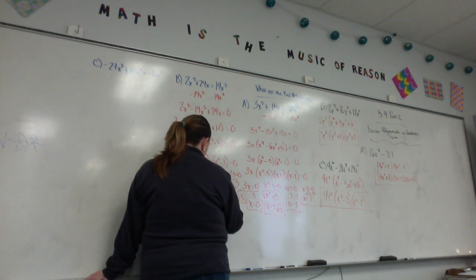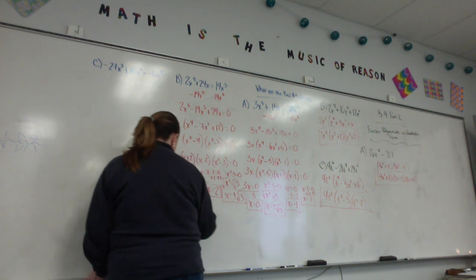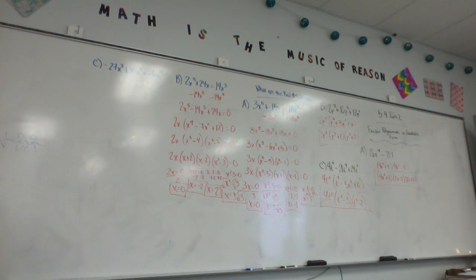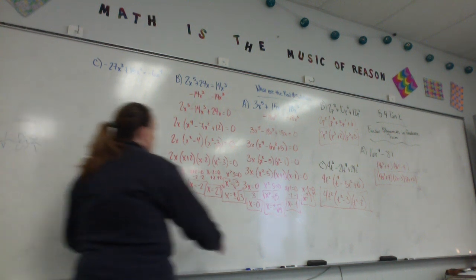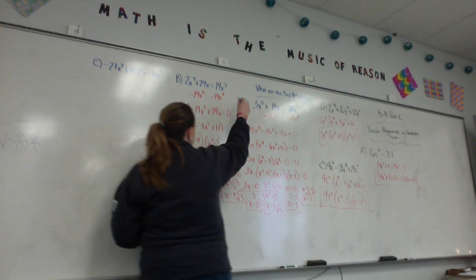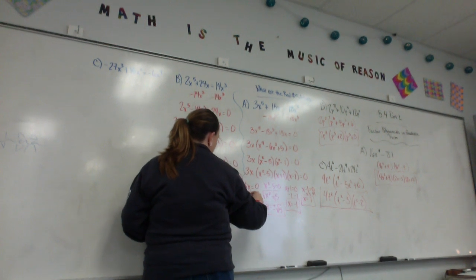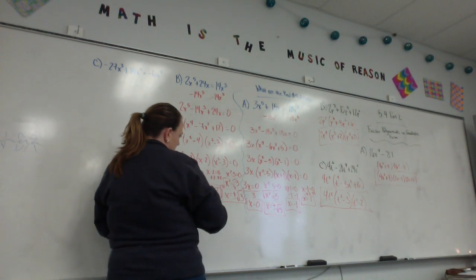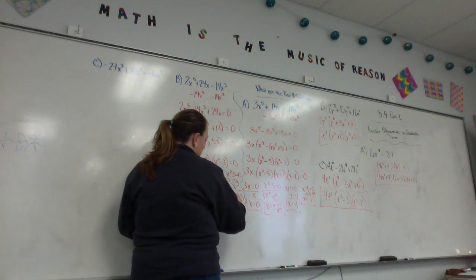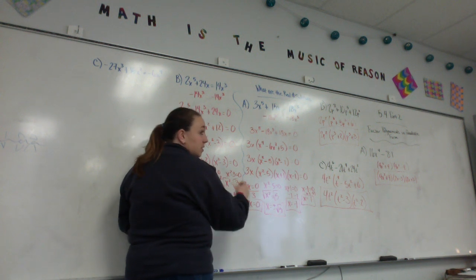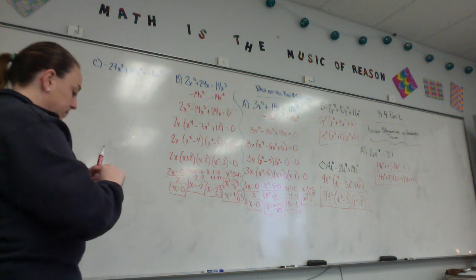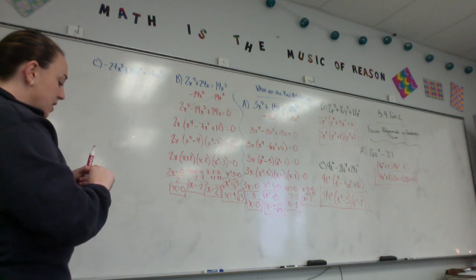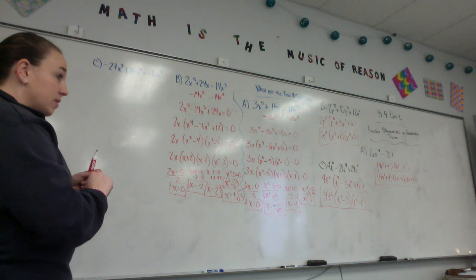Okay, I have 1, 2, 3, 4, 5 solutions. The plus or minus radical 3 counts as 2. It's positive radical 3 and negative radical 3. But you have to show me the plus and minus, or else it doesn't count for you as being both.